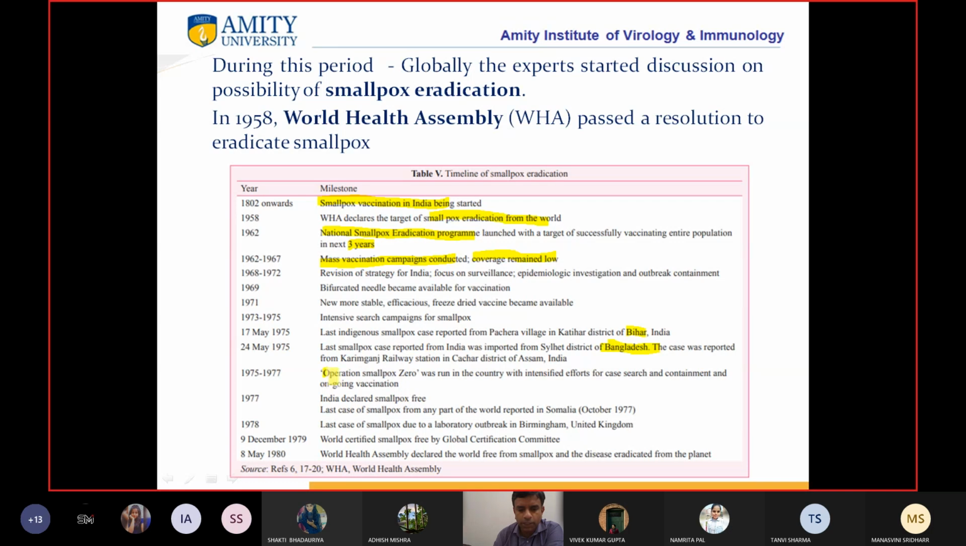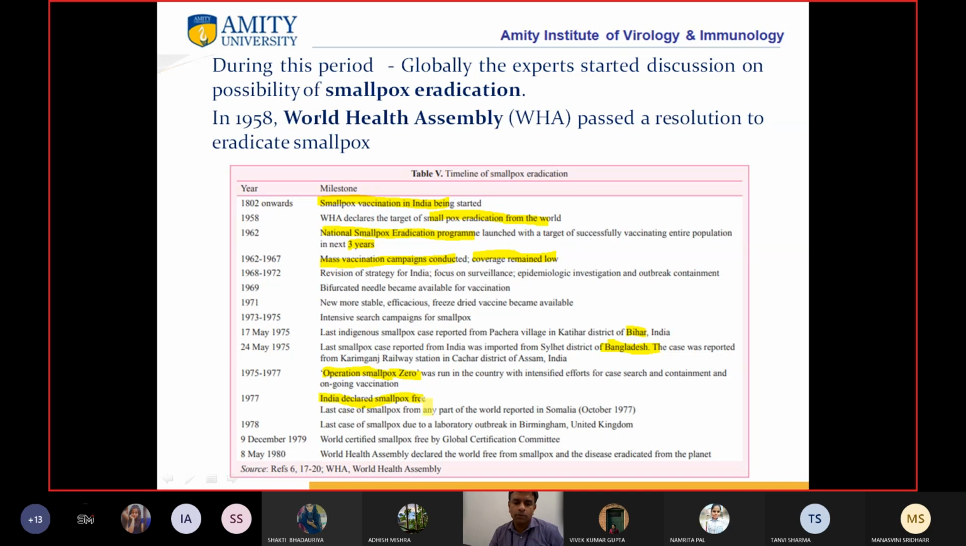Okay, and in 1977, Operation Smallpox Zero was run in the country with intensified effort for case search, containment and ongoing vaccination. So now everyone knew that we are very close to it. Okay, so a new campaign was started, Operation Smallpox Zero. Okay, and so you can see it started in 1975 and it went on till 1977. So if there is no case in a country for 3 years, right, then it is considered free from that particular disease. Okay, so you can see India was declared smallpox free.